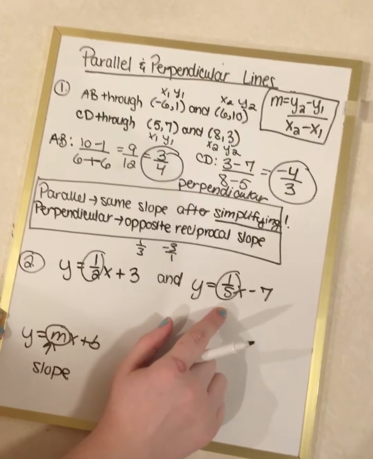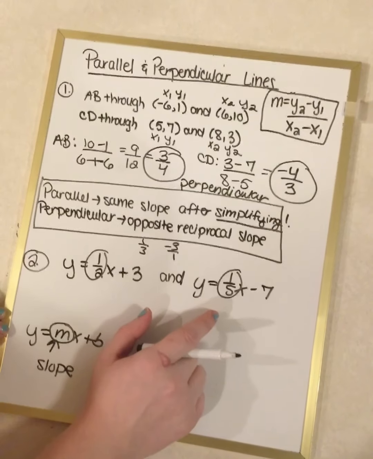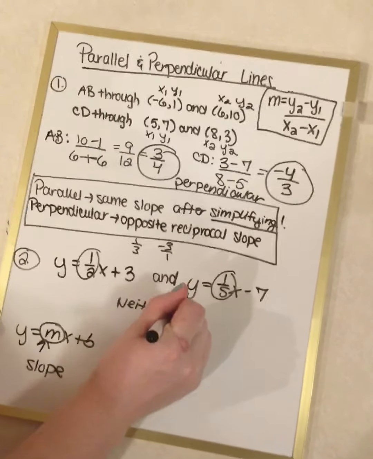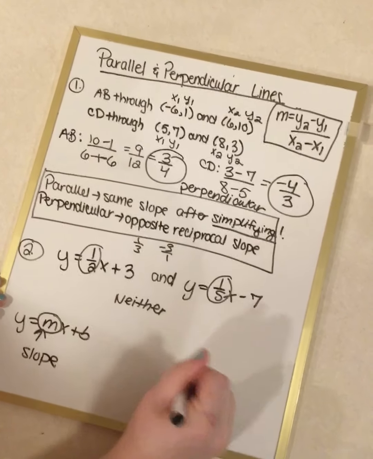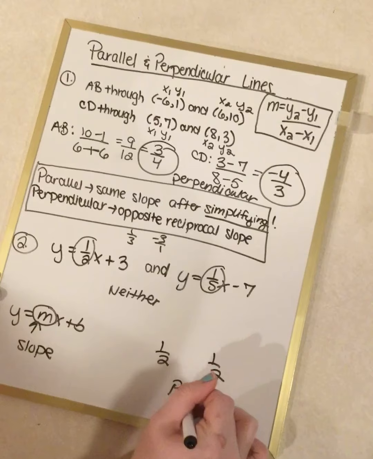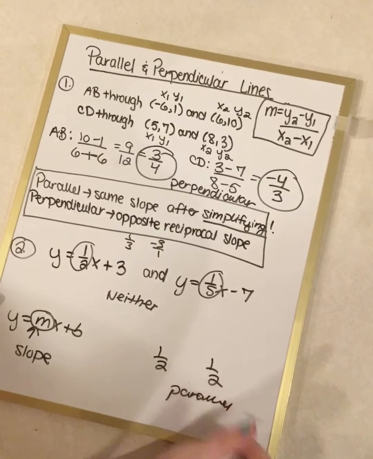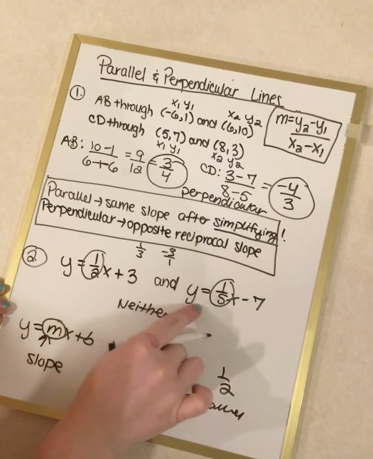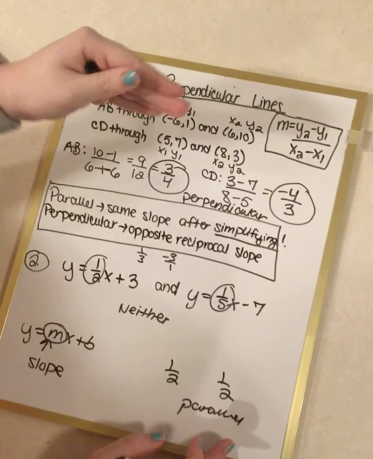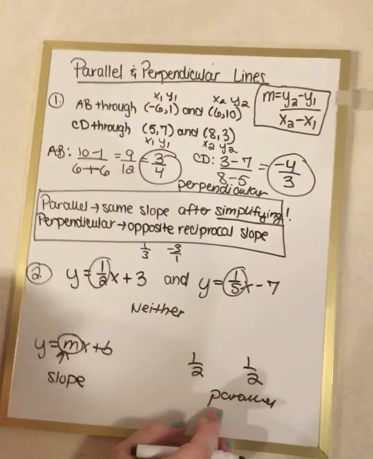They are not the same. They are also not flipped and switched. So these are neither. If, for example, you had a 1/2 and a 1/2, then they would be parallel. But in this case, they are not completely identical, and identical means they have to have the same sign also. So you can have perpendicular, neither, or parallel.